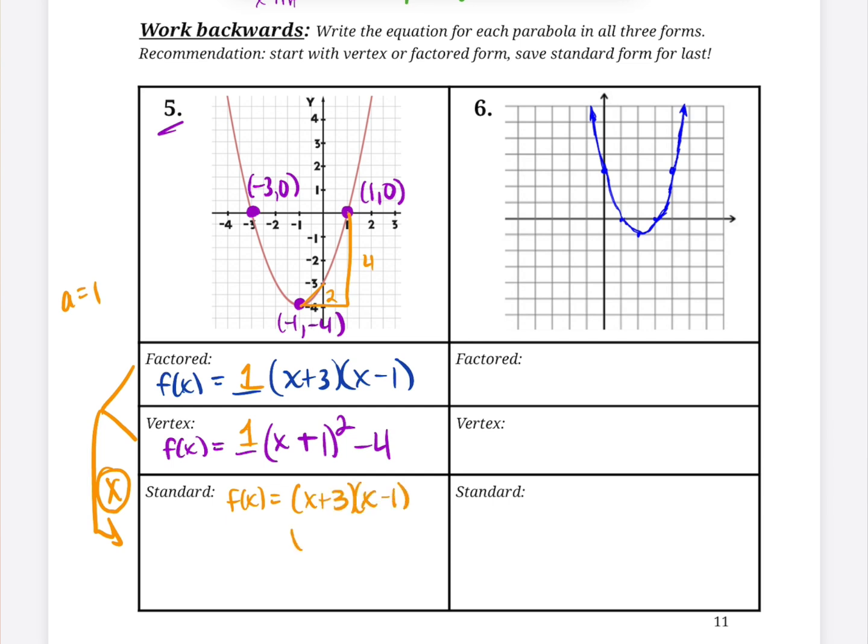I'm going to multiply these two things together. So I'm going to get x squared minus x plus 3x minus 3, right? Because I distribute every term to every term. So my function is going to equal x squared plus 2x minus 3. And if you'll notice, the y-intercept tracks. It matches with my graph. Okay, see if you can do number 6, and then you can check your answer back here with me in a moment.